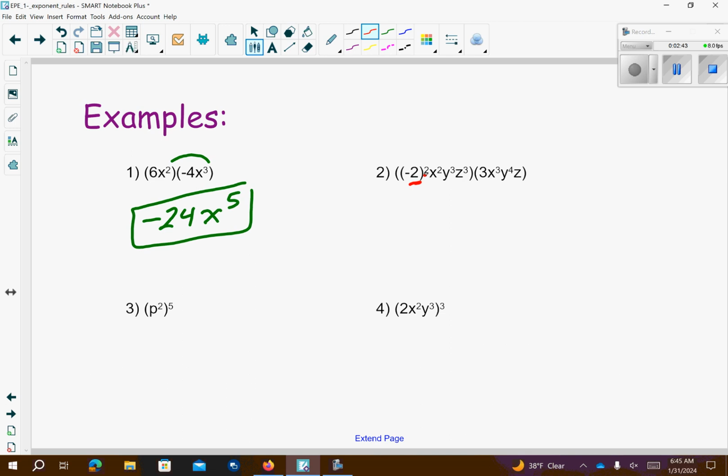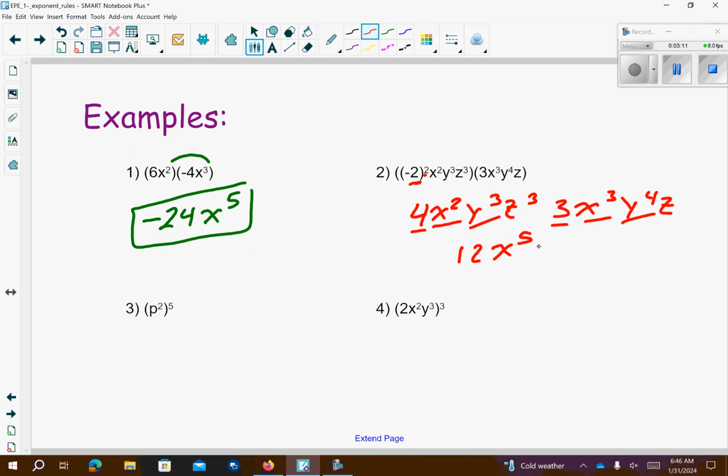The next problem looks like we need to do it in some parts. So -2 raised to the 2nd. So -2 times -2, being in parentheses, is going to give me 4. And I get x squared, y to the 3rd, z to the 3rd. And then I also have 3x to the 3rd, y to the 4th, and z. And these are being multiplied together. Let's multiply our base numbers together. 4 times 3 is 12. And look at x to the 2nd, x to the 3rd. Add the exponents. That's x to the 5th. X to the 3rd, x to the 4th. Add the exponents. Y to the 7th. Z to the 3rd and z to the 1st is z to the 4th. And there's our answer.